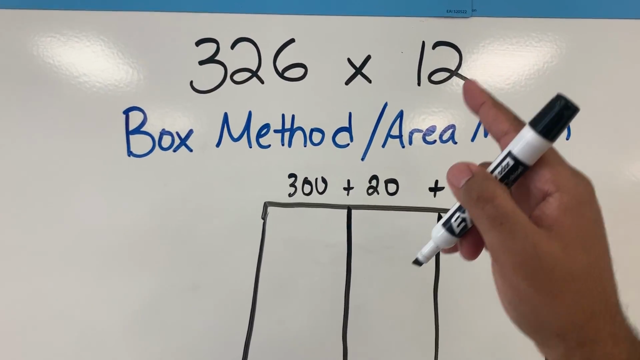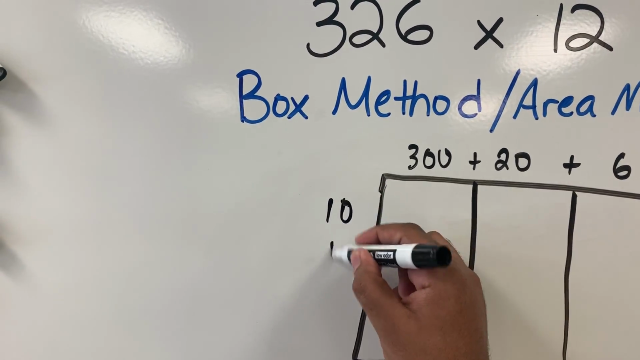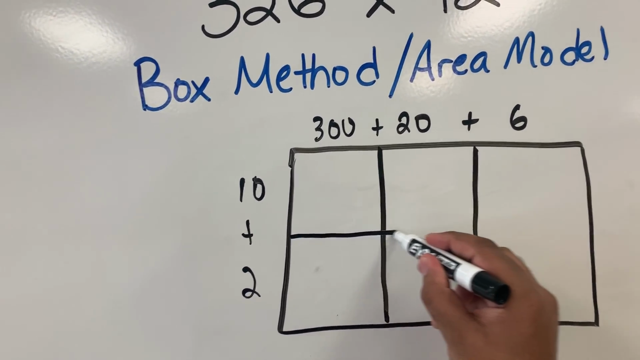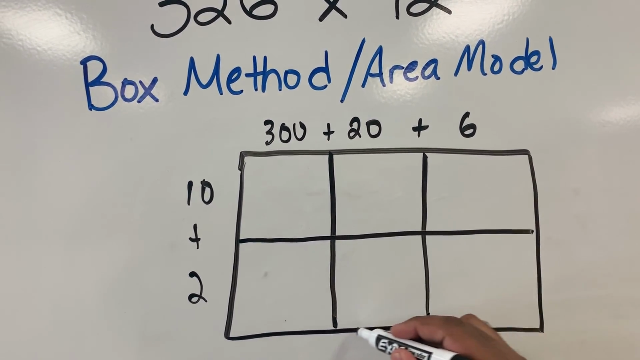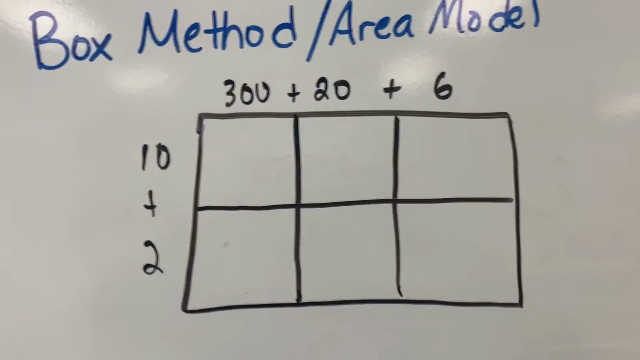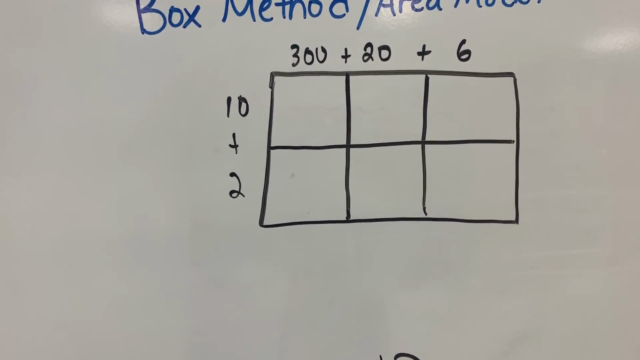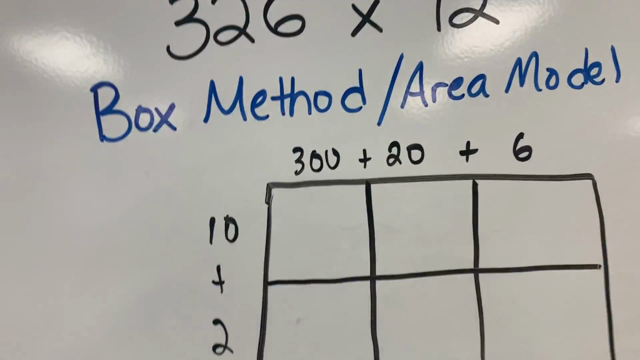Next, we're going to decompose 12 to 10 plus 2. And because there's two values there, we're going to section that off. So now if you notice, we have 6 boxes within this rectangle. Those 6, of course, represent there will be 6 products based upon what we're going to multiply here.